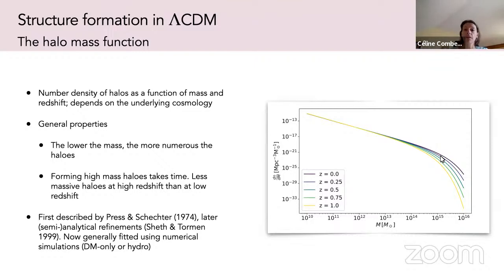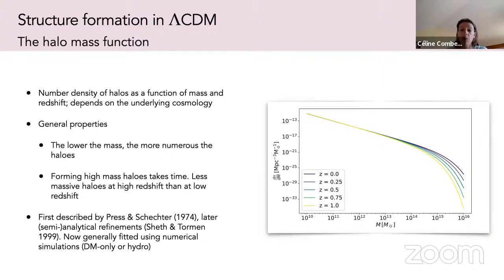This is because of hierarchical structure formation and the fact that it takes time to build large halos. So you will have more massive halos today than in the past. The overall description of this was first given by Press and Schechter. There were some later analytical refinements, but today, generally, people calibrate this halo mass function on numerical simulations, be they dark matter only or hydrodynamical simulations. And there will be tiny differences in the halo mass function that people will predict.